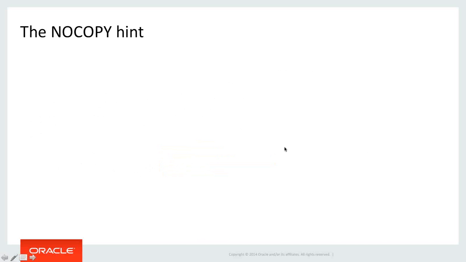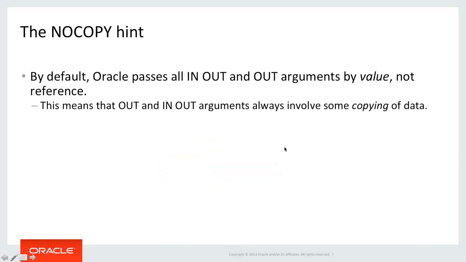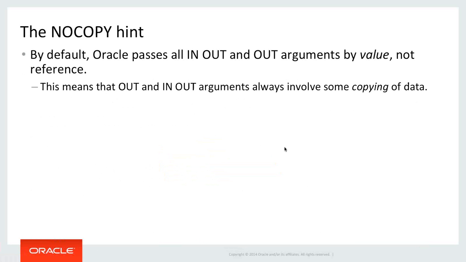Cruising right along, about 15 minutes left to go. The NOCOPY hint. So this is another very small feature of PL SQL, or at least it involves minimal impact on your code, but can introduce some significant performance improvements. And to understand NOCOPY hint, you have to understand how Oracle passes in arguments to procedures.